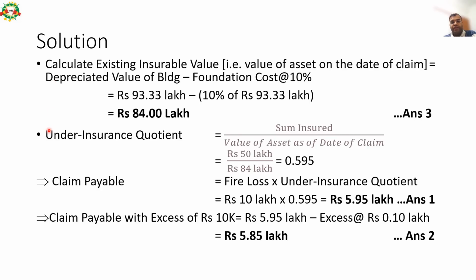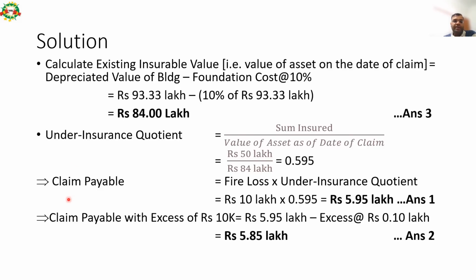So under insurance quotient is equal to sum insured divided by value of asset as on date of claim. Sum insured was 50 lakh rupees as given in the question, and insurable value as on date of claim is 84 lakh rupees. So under insurance quotient is equal to 59.50% or 0.595. Claim payable is, by the formula we already discussed in previous slides, fire loss, which is 10 lakh rupees, multiplied by under insurance quotient. So claim payable will be equal to 5.95 lakhs. This is the answer to question number 1, and question number 3's answer we have calculated above.